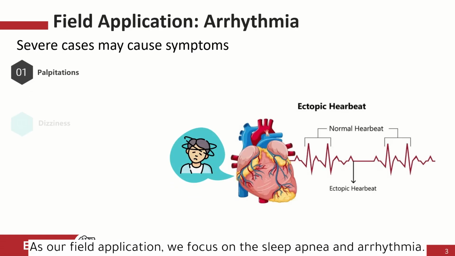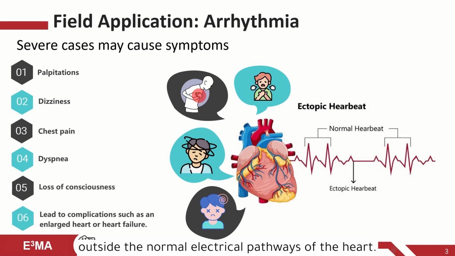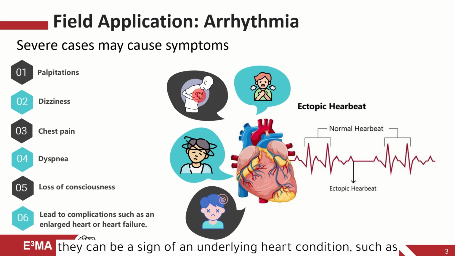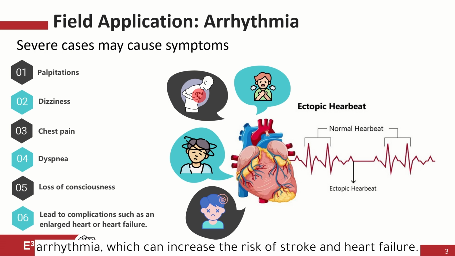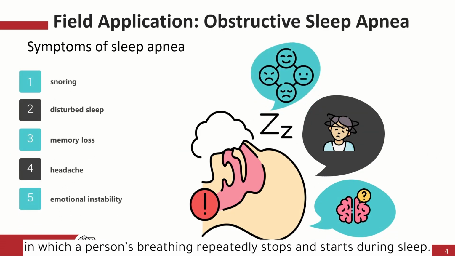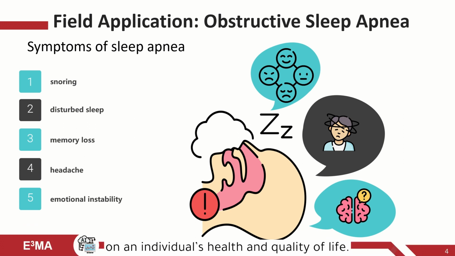As our field application, we focus on sleep apnea and arrhythmia. Ectopic heartbeats are abnormal heartbeats that originate from outside the normal electrical pathways of the heart. It is important to detect ectopic heartbeats because they can be a sign of an underlying heart condition, such as arrhythmia, which can increase the risk of stroke and heart failure. Meanwhile, sleep apnea is a potentially serious sleep disorder in which a person's breathing repeatedly stops and starts during sleep. It is important to detect sleep apnea because it can have significant impacts on an individual's health and quality of life.